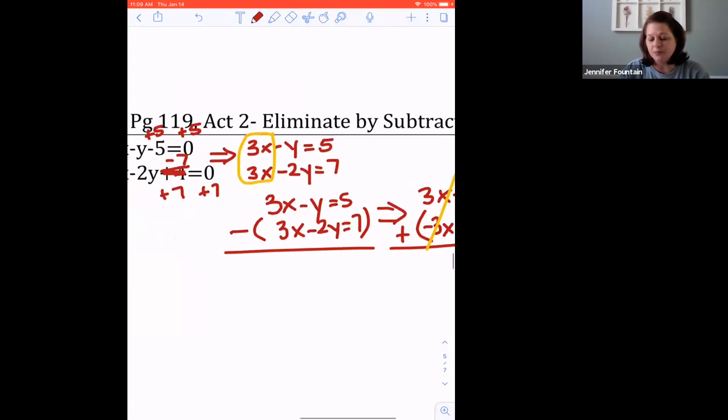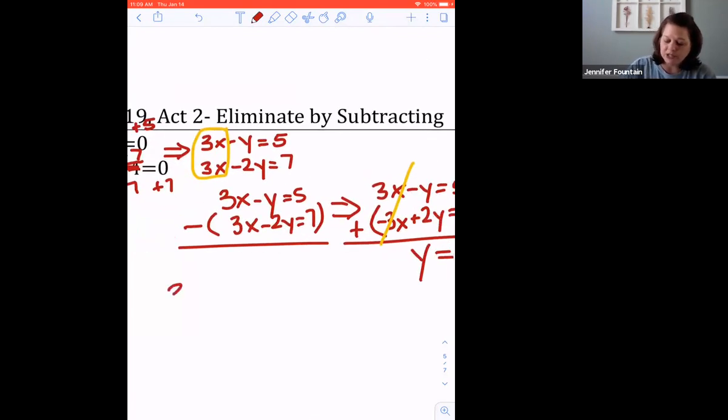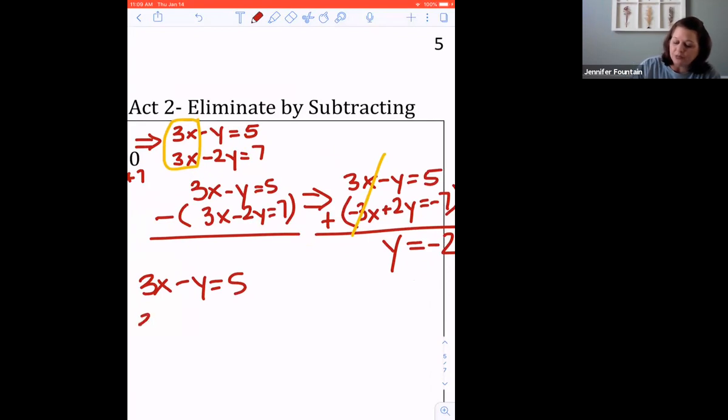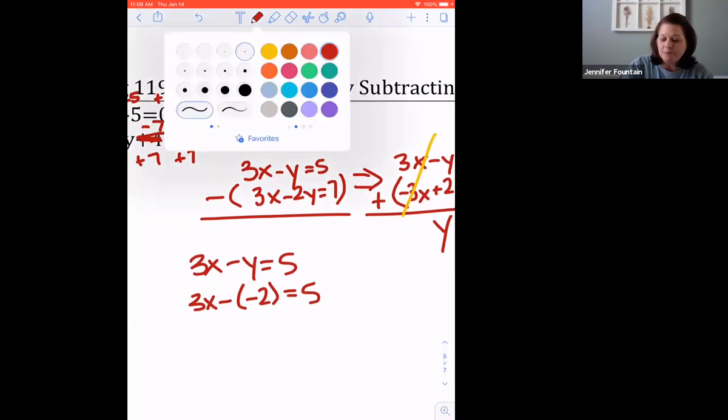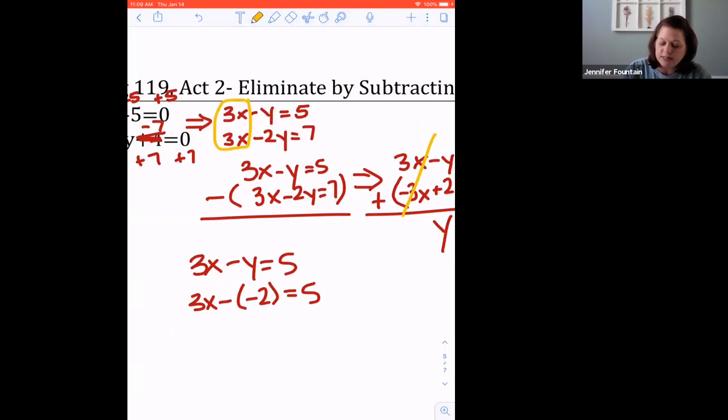I'm going to take that, plug it in to my original equation, which was that first one, 3x minus y equals 5. Now I'm plugging in a negative 2. So I'm going to have 3x minus a negative 2 equals 5. This is why I like to write everything in parentheses so I don't make a mistake with those signs. We can see now that I've got minus a negative 2. So remember how we said if I have minus a negative 2, that's the same as plus. So I can change that to a positive. So now I have 3x plus 2 equals 5.